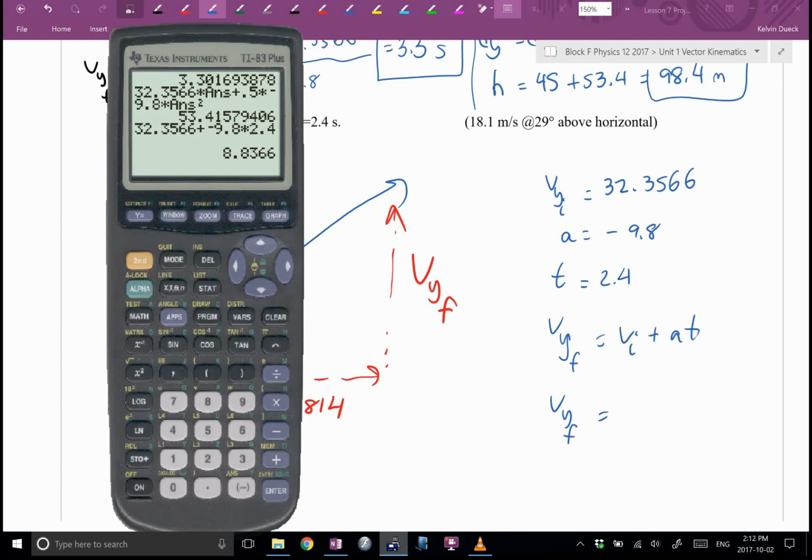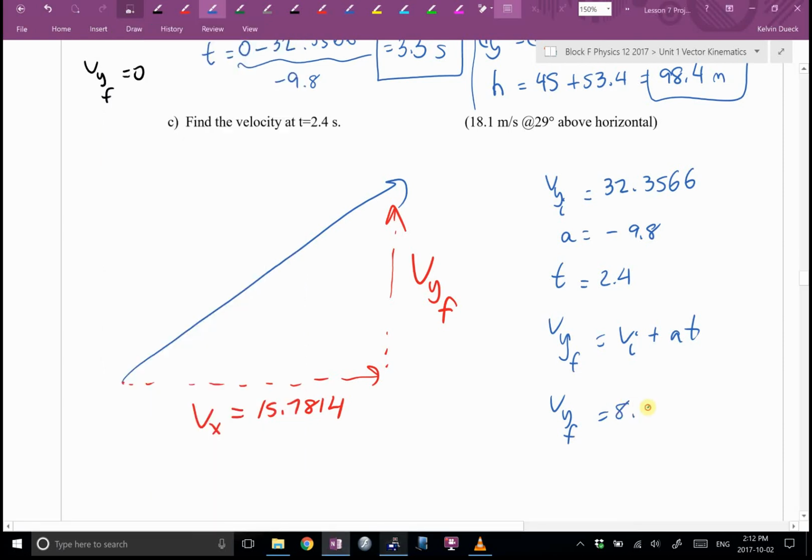In fact, if I was doing this cold turkey with no information, before I even drew the picture, I'd find Vy final and decide ahead of time, am I going up or going down? Now here, we knew we were on the way up because in the previous question, we found time to top. Okay. I get 8.8366. Is that what it was, I think?